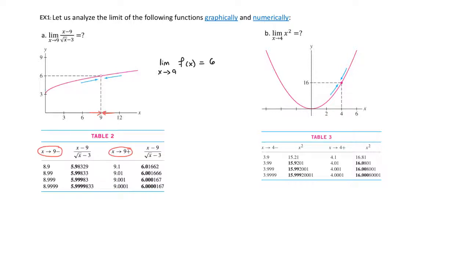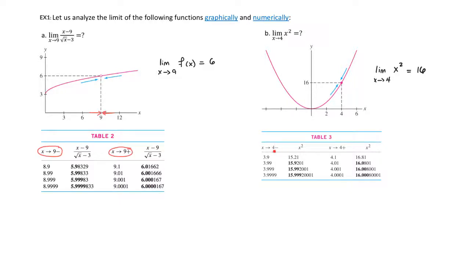And around 4, let's go from the left of 4 again. So in this direction, if you notice, the function is increasing towards 16. And on the right of 4, the y values are decreasing towards 16. So from the graph, it seems as if the limit as x approaches 4 of x squared is equal to 16. But let's look at the analysis numerically. Let's look at the table.